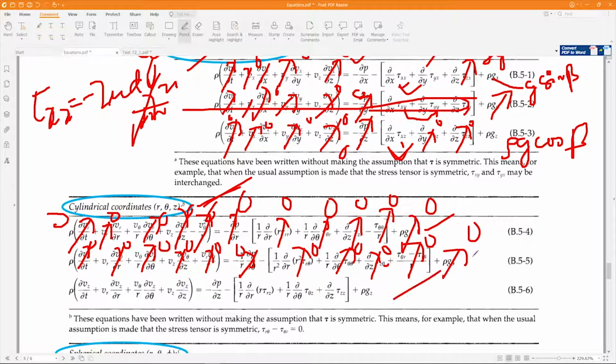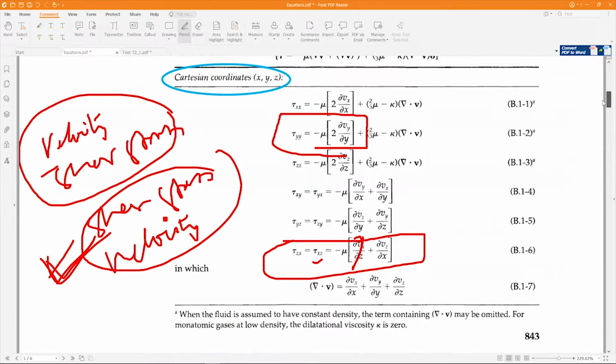Okay, only we are left with this term. So steady state, this will be 0. VR is 0, so the whole term will be 0. V theta is 0, the whole term will be 0. Vz is not 0, but Vz is not a function of z. So if you take the derivative, this will be 0. So the whole term will be 0. There is a pressure term, this will not be 0. Again, there will be tau r z because this will give you dou Vz by dou r. So Vz is a function of r, so this will be there. This is not 0.